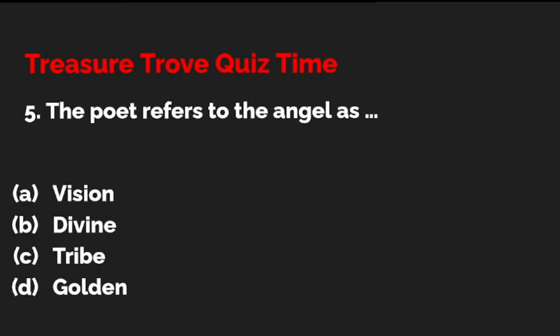Vision, divine, tribe or golden? The Book of Gold is where it was being written. The word used is vision, right? Presence also has been used in this poem for the angel. But of the four options, you won't be confused about tribe, which has been used in the first line of the poem.